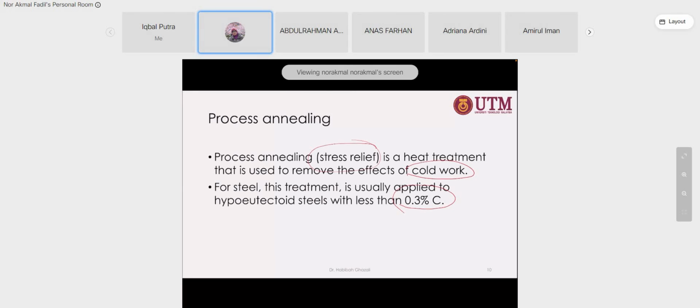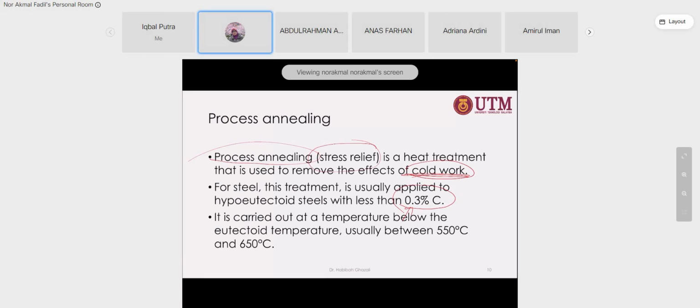The strength that we obtain from the cold working process is slightly reduced, but still you need to make sure that we have an appropriate increase in the strength after the cold working process. When we conduct the process annealing, it slightly reduces the strength, but still meets the design requirement. Basically we conduct this for the 0.3% carbon. Usually the temperature, you have seen it in the diagram earlier.